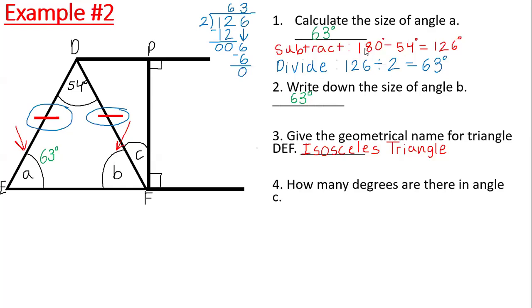How do we know that this is an isosceles triangle? All sides are equal. All sides or two sides? Two sides are equal. Very good.